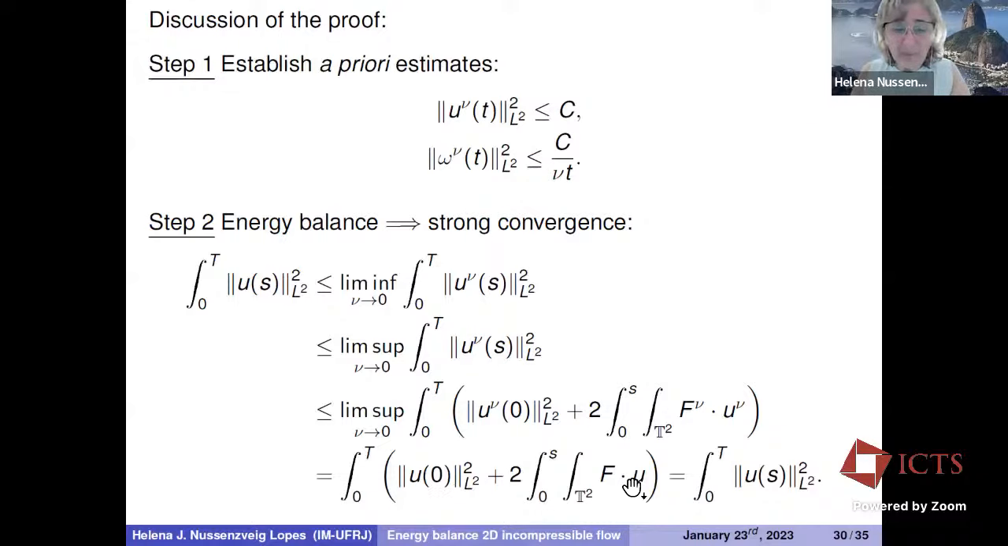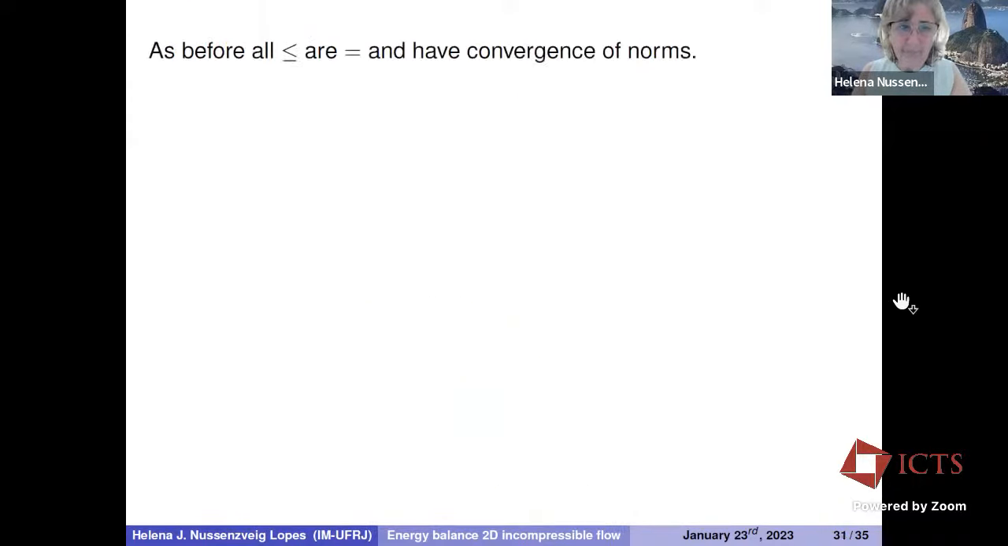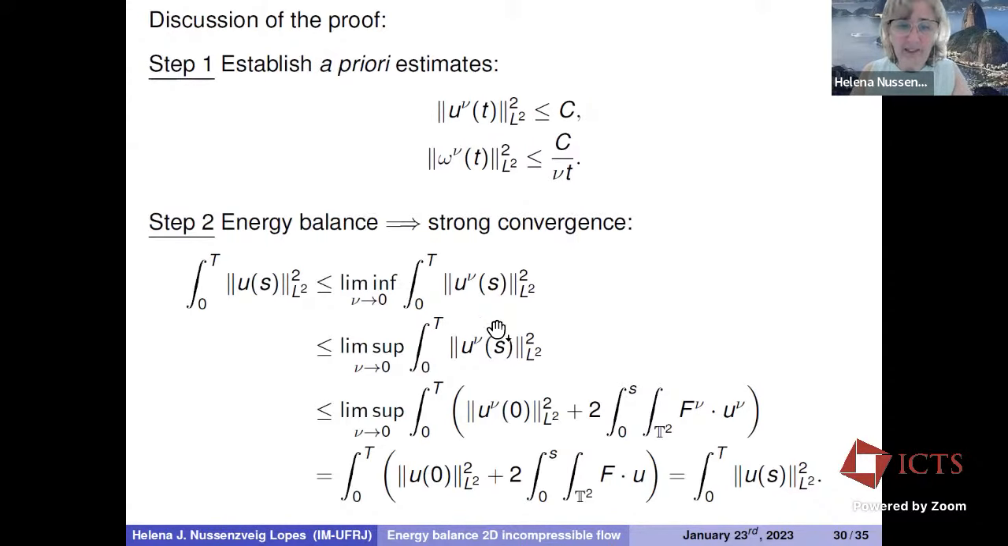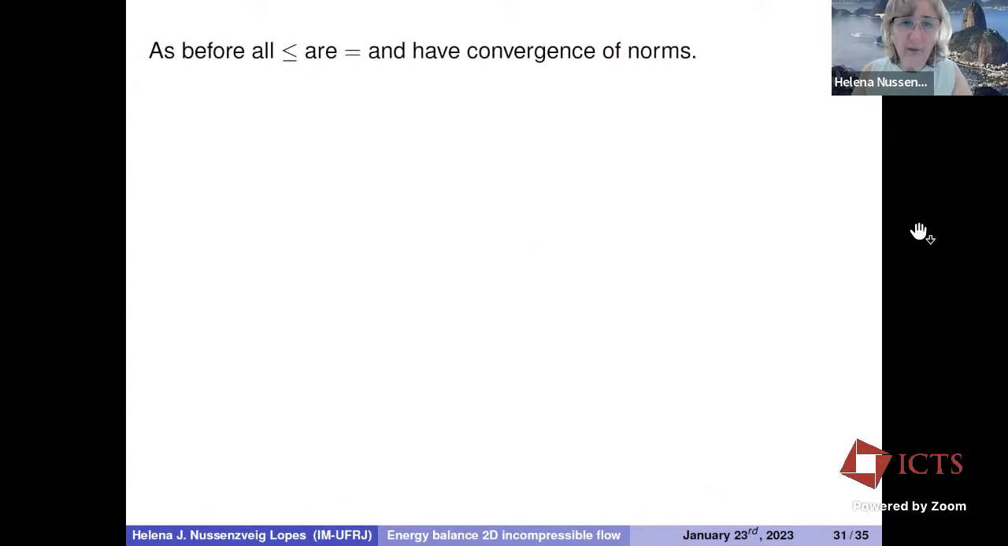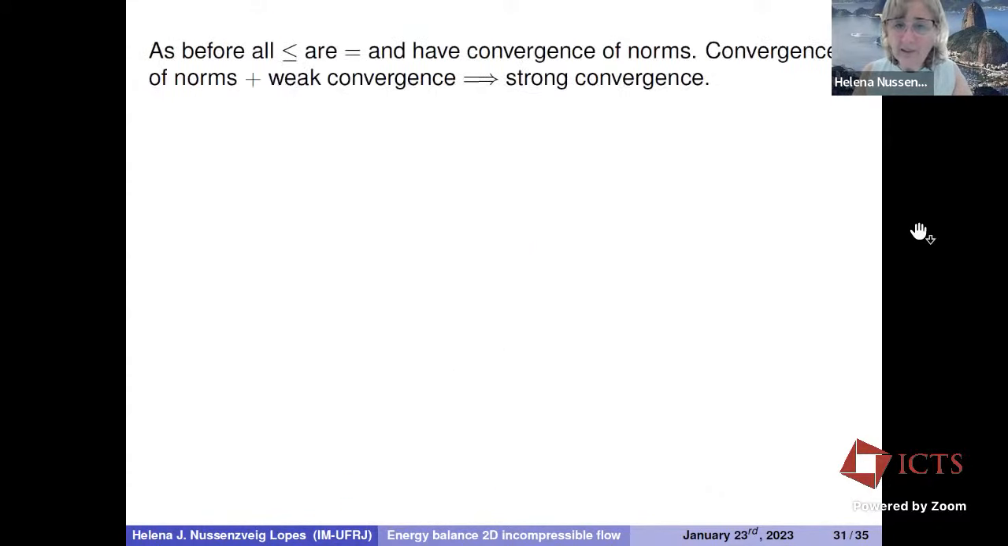And because you assume that u was energy balanced, this object here is equal to the L2 norm squared of u at time s for any s. So you integrate in time and you get the same thing, and therefore all of these less than or equal signs are actually equal signs. And so you have convergence of the L2 in time, L2 in space norms of u nu, and you have weak convergence, and therefore you have strong convergence. So that's how you show that energy balance implies strong convergence.